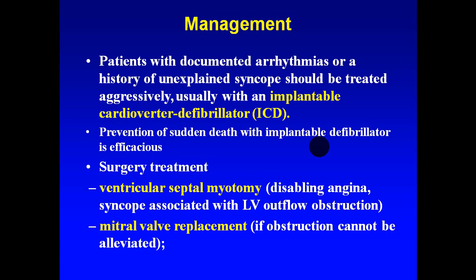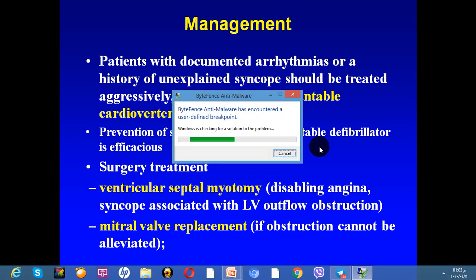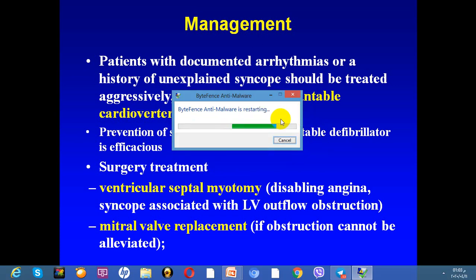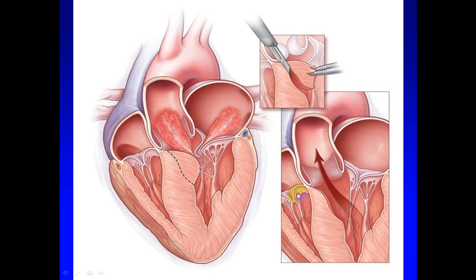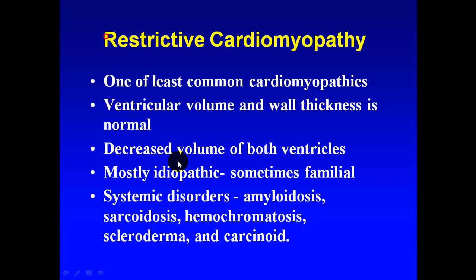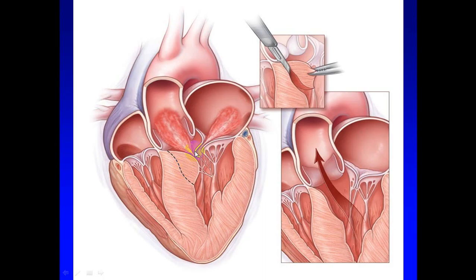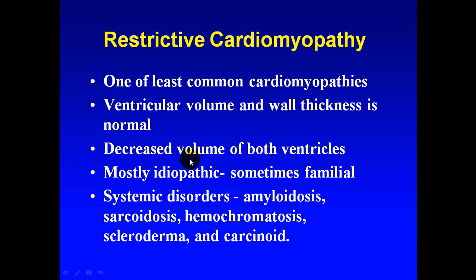Surgery is for very limited patients, by ventricular septal myotomy, for disabling angina, syncope associated with left ventricular outflow obstruction, or mitral valve replacement sometimes if obstruction cannot be alleviated. Sometimes we do artificial infarction by injection of alcohol. This is the septal myotomy surgery to relieve the obstruction. Sometimes we do it by septal injection of embolization and do infarction. And in very limited cases we use it.